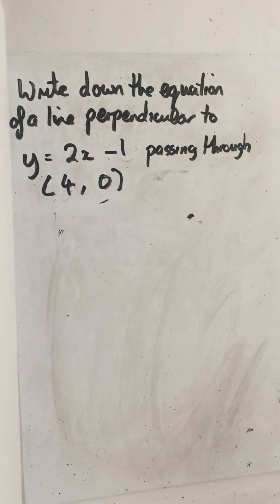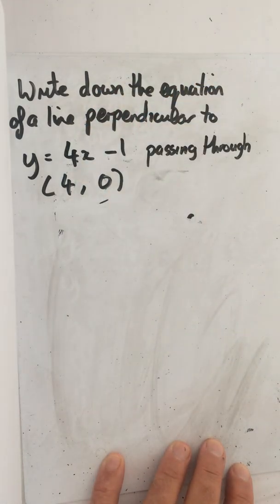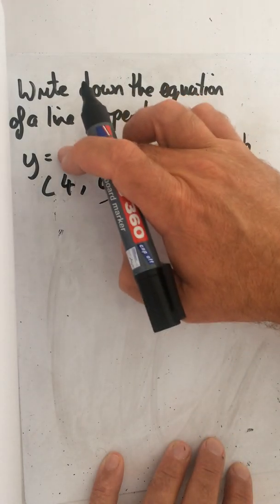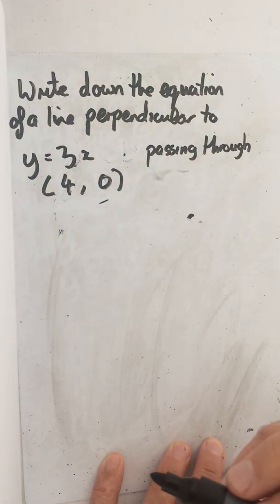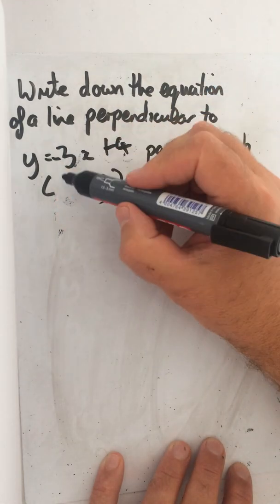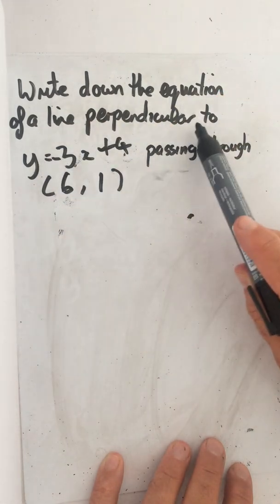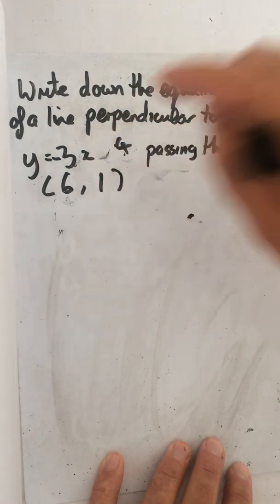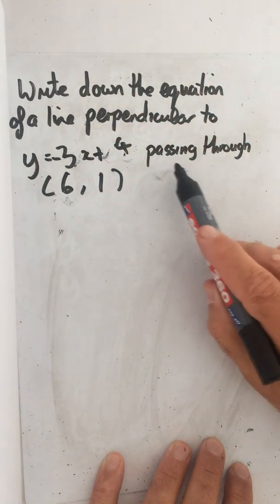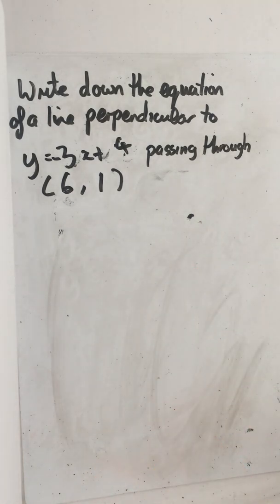Let's try another one. So y is equal to 4x, just 4x in this case, passing through... In fact, let's do the other one. y is equal to minus 3x plus 4, passing through 6, 1. So again, write down the equation of a line perpendicular to our original line, and our perpendicular has to pass through these coordinates.